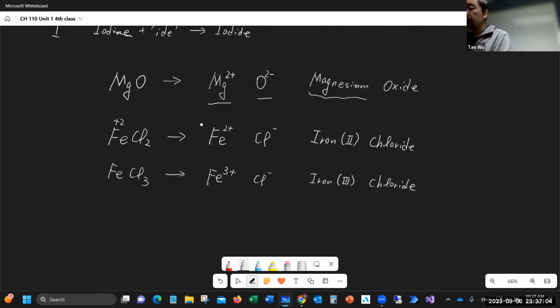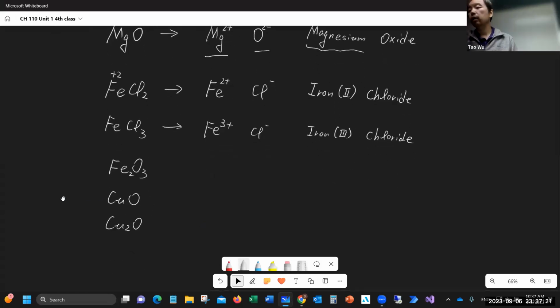Okay, then go ahead and write the names from formulas like this. Give a name for the following 3 compounds. You need to make sure what the charge is for those cations and anions, and then you give it a name.